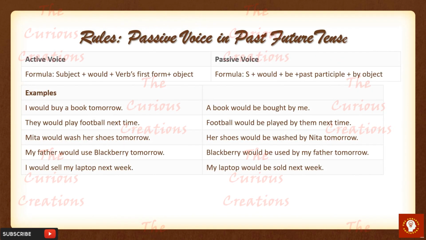Future perfect and future perfect continuous tenses are not converted to the passive voice. But, we have past future tense. What past future tense means is that we use would instead of will or shall. The general syntax in the active voice is subject plus would plus verb's first form plus object. For example, I would buy a book tomorrow. In the passive form, the syntax changes to subject plus would plus be plus past participle plus by object. For example, a book would be bought by me.